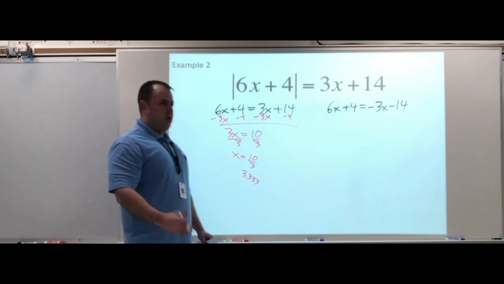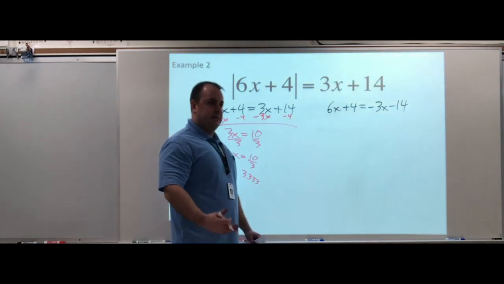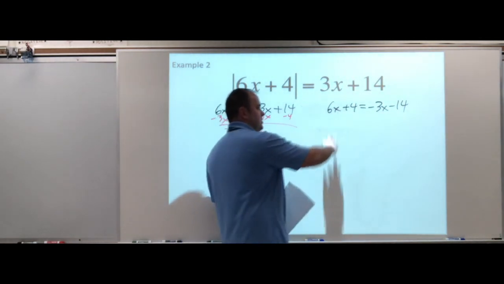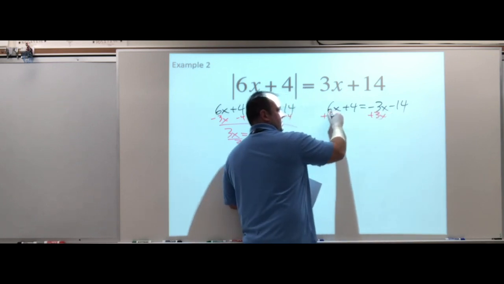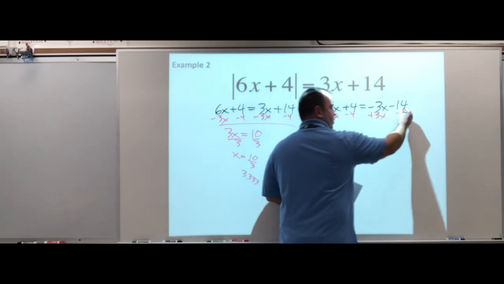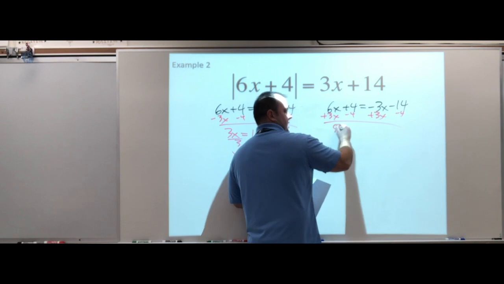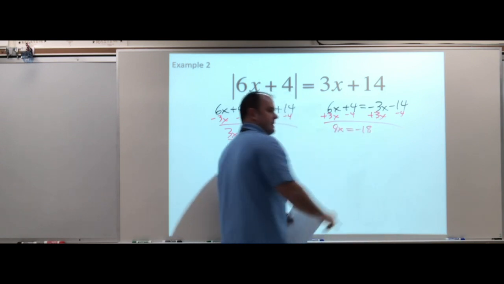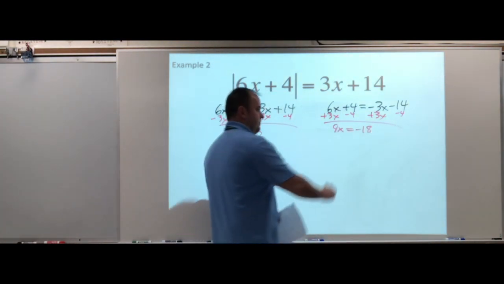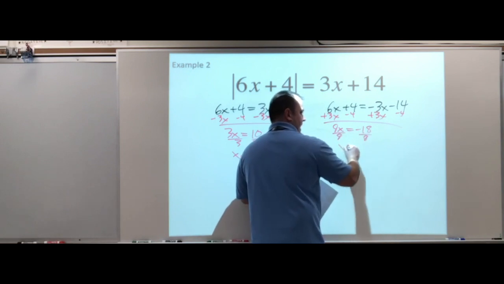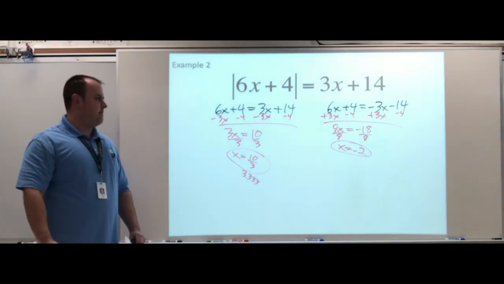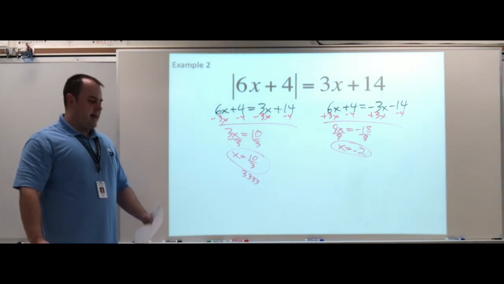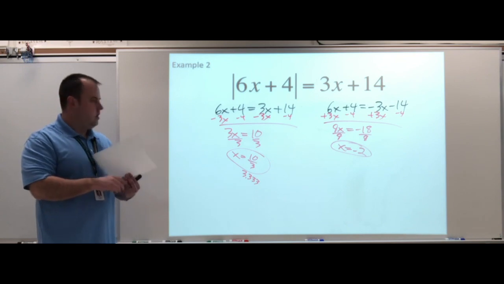Now the other one, the work should be basically the same. The steps should be pretty close to the same. So I'm going to bring my 3x over. This time I'm going to add 3x. I'm still going to subtract 4. 9x equals negative 18. x equals negative 2. So there are our two x values that we have. Okay, 10 over 3 and x equals negative 2.